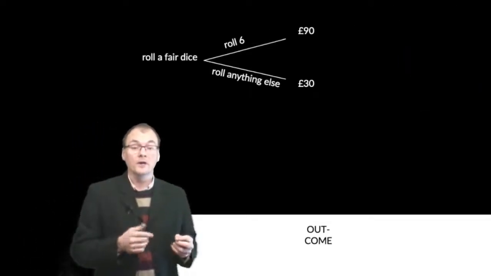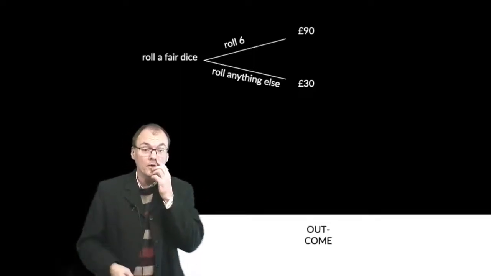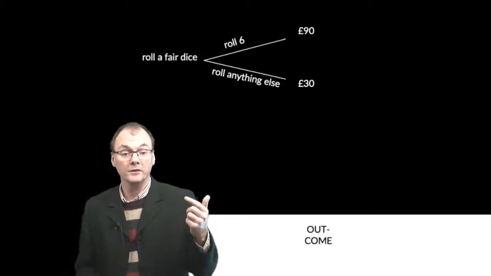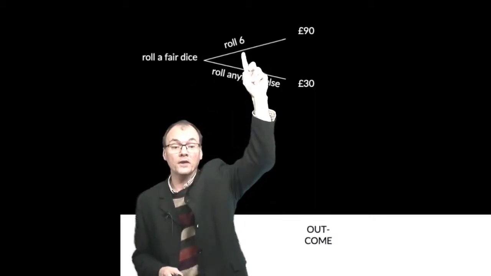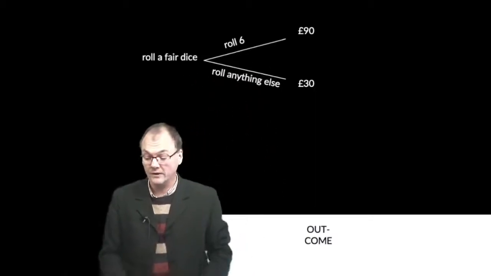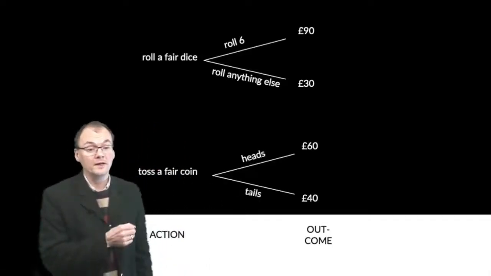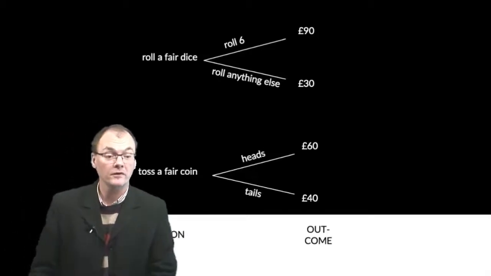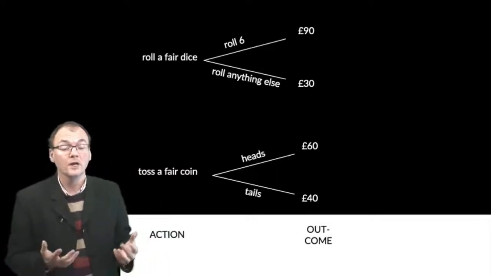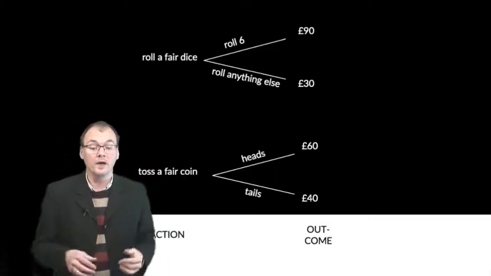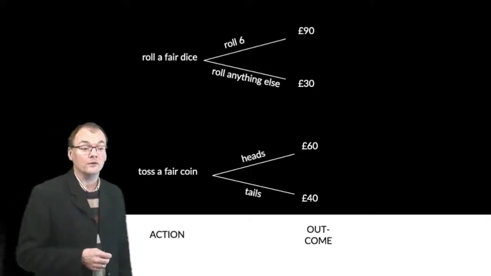So let's now imagine that we're thinking not about a single action, but a choice between two actions. I'm going to offer you two bets, and you can take exactly one of these bets. Either you can roll a fair dice, and if you get a 6, I'll give you £90, and if you roll anything else, I'll give you £30, okay? Or you can toss a fair coin, and if it comes up heads, I'll give you £60, and if it comes up tails, I'll give you £40. Very simple question. Which of these two actions should you perform if you just want to maximize how much money you take from me? You want to take some of my money. Which of these two actions should you perform?